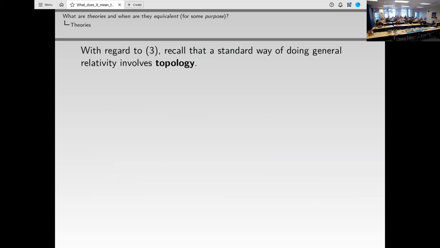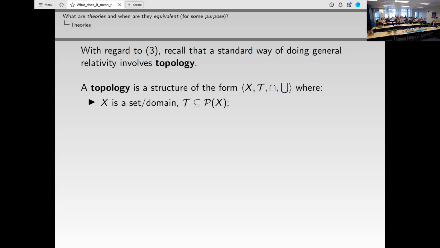I understand physics theories use manifolds, and manifolds have topology in them. That's already enough of a problem, and that's what I want to stress here. If we want to even talk about topology, it's not clear that that's really a theory. A topology is a structure. We have a set X, and then a family of subsets of that set, which is the topology. Then you have the intersection operation and the union operation, plus some other stuff. We'll talk about that later.